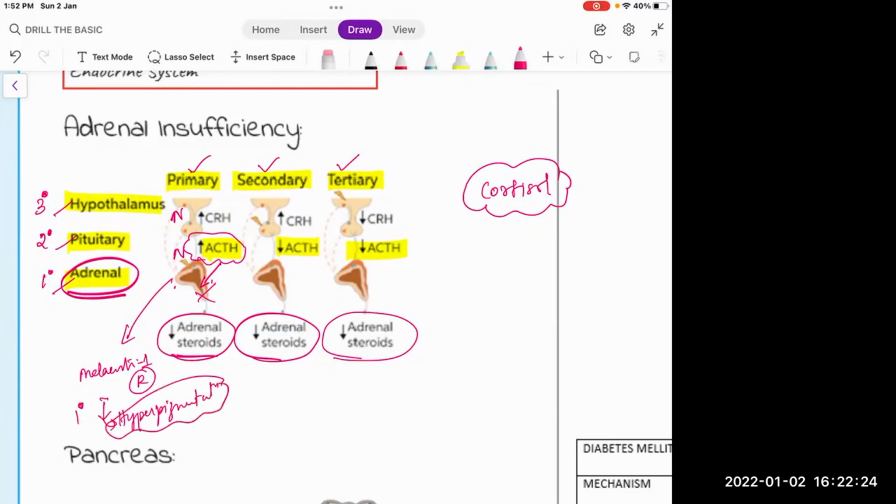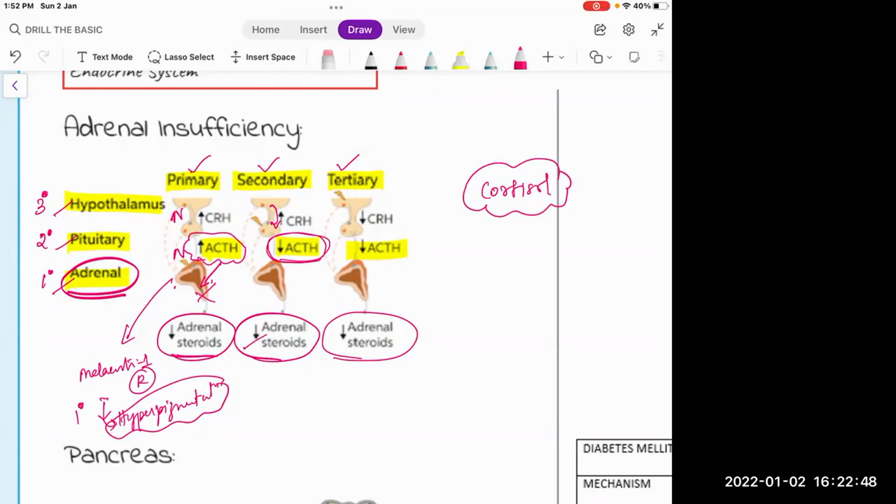adrenal insufficiency. Whereas in case of secondary adrenal insufficiency, the hypothalamus signal is normal. ACTH is decreased, which means the pituitary gland is not functioning properly to give enough ACTH. So that is the reason why the adrenal gland is not producing the steroids. That is secondary adrenal insufficiency.